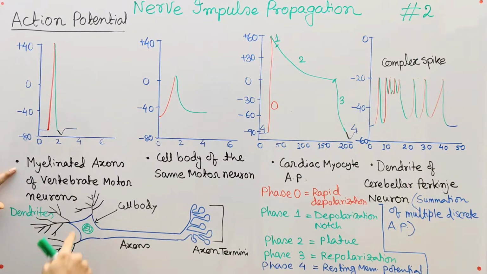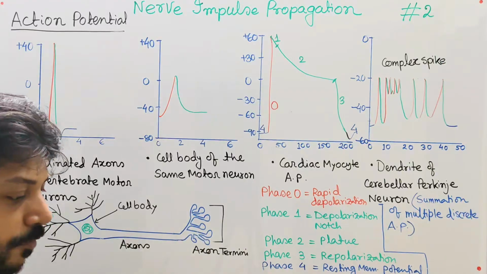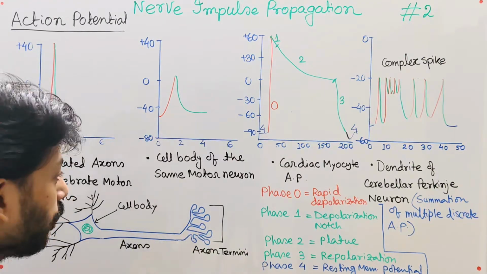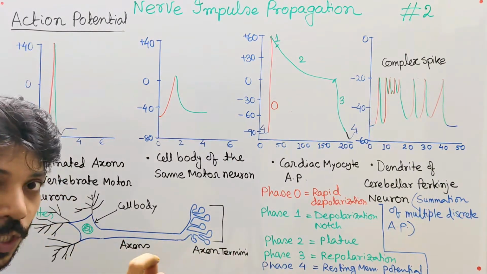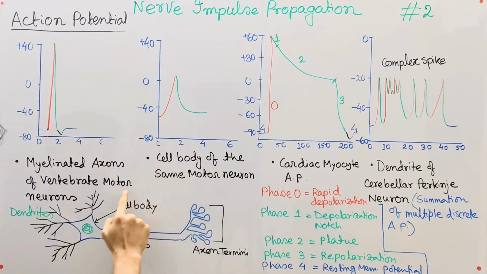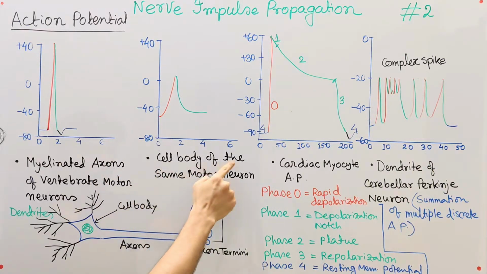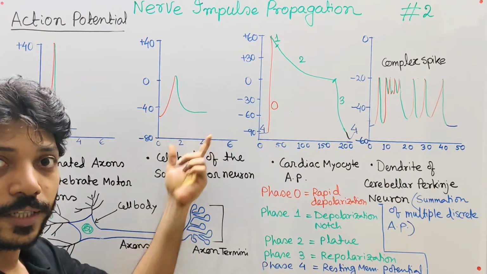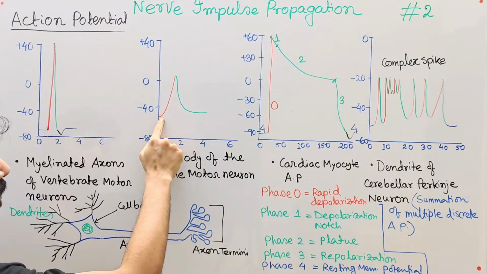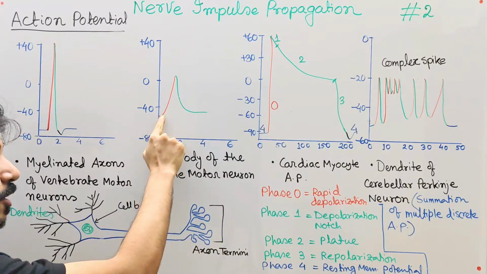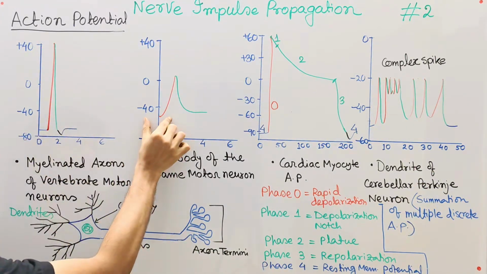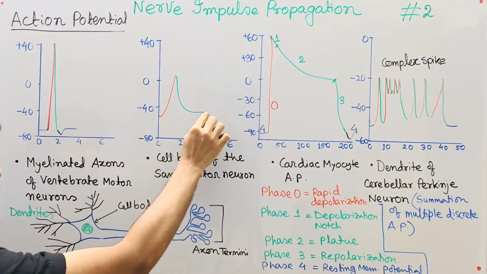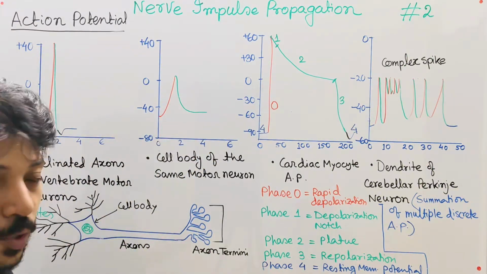So in case of myelinated axons of vertebrate motor neurons, you will get this kind of a typical graph of action potential. But if we measure the action potential in the cell body of the same motor neuron, you will get a different kind of action potential graph. As you can see, this graph starts with depolarizations, there is no resting membrane potential, and repolarizations, there is no hyperpolarization and resting membrane potential.